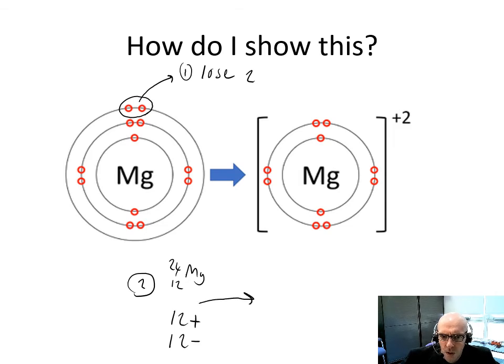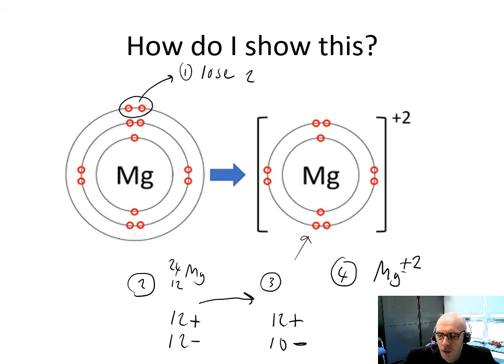Then it loses 2. So number 3, I've now got it over here, this diagram. It's still got 12 protons, positive. It's now only got 10 negatives. So number 4, I think to myself, it is now Mg. And the last time we drew plus 1 for sodium because it lost 1. And now I need to do Mg plus 2. Magnesium with a positive charge. And how big is the positive charge? It's positive by 2. Now, that is how you draw it.